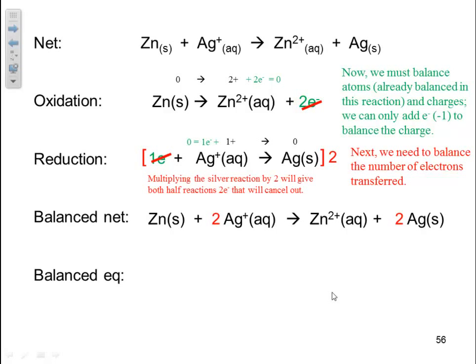At this point in time, my equation of atoms and charges should be balanced, and it is. You see I got 1 zinc on both sides and 2 silvers on both sides. And what about charges? Well, zinc is a 0, and I have 2 pluses from the silver, so I have a 2+ on my reactant side, and I have 2+ from the zinc, 0 from the silver. I have 2+ on my product side. So therefore, it is a balanced net ionic equation. However, this was a molecular equation to begin with, so I'm going to have to put back my spectators.